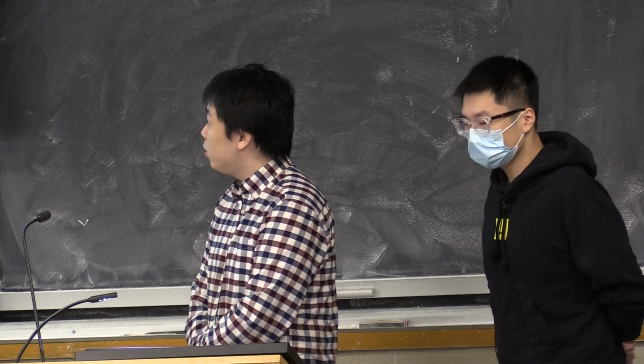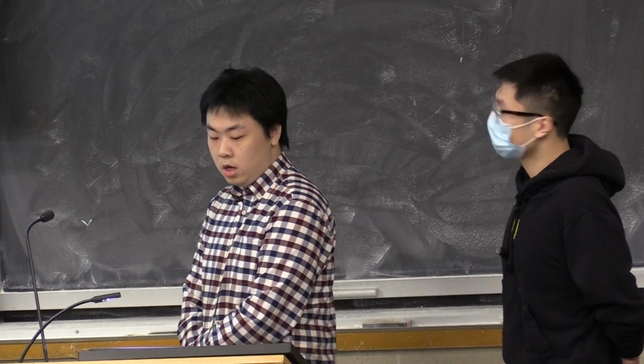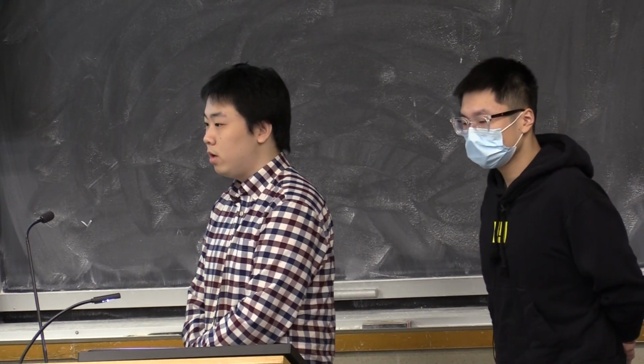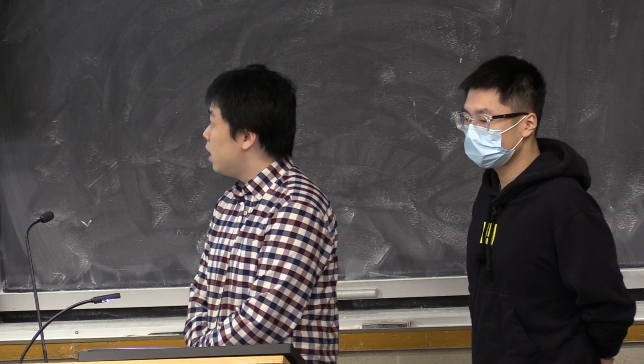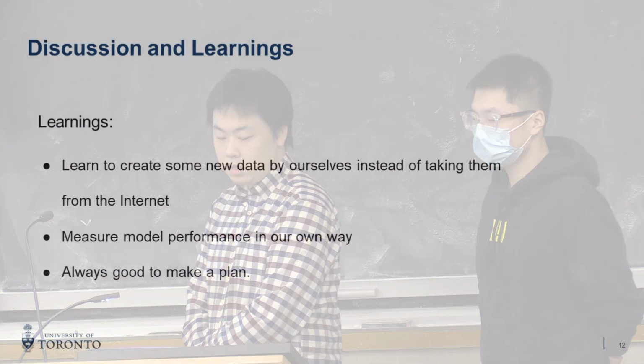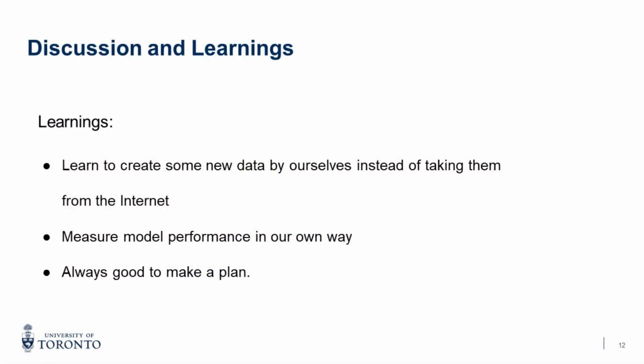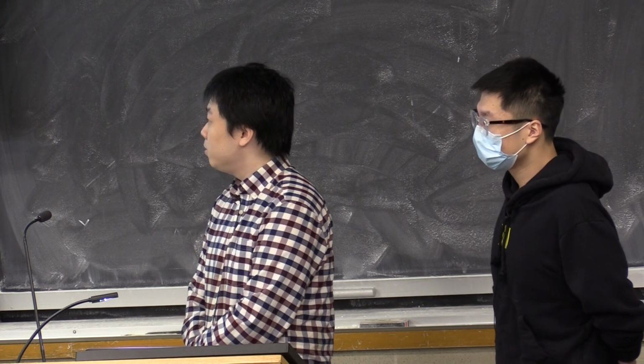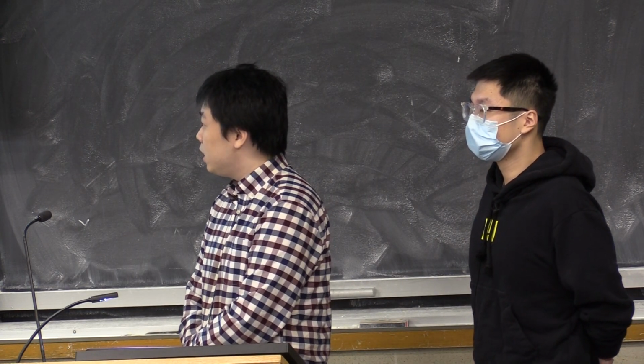We think our model worked pretty well. We fed our model with a large amount of data, and the quantitative and qualitative results are pretty good. As for learnings, one thing we learned is to create some new data by ourselves instead of taking it all from the internet. Secondly, we measured our model performance in our own way. We combined the ROUGE-1 score with the acceptance rate we created. Also, it's always good to make a plan. With the plan we made in our proposal document, we can finish this project smoothly and with high quality.